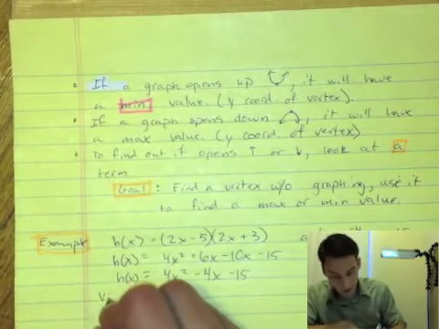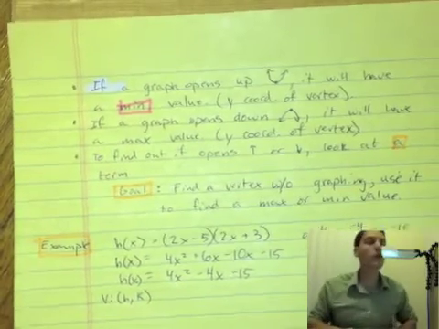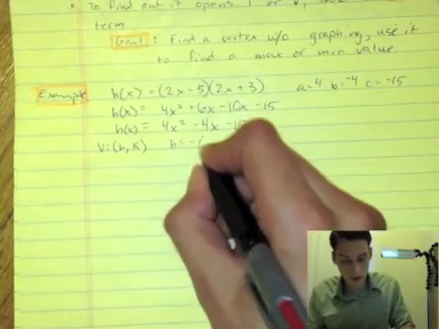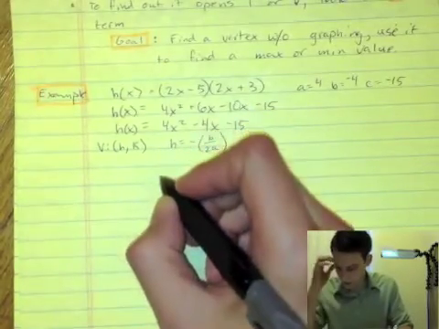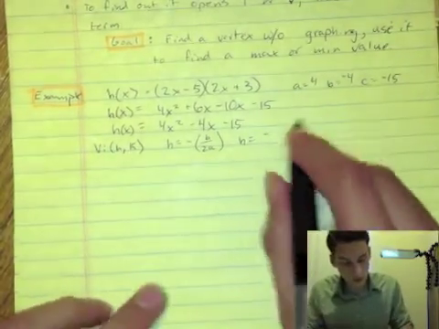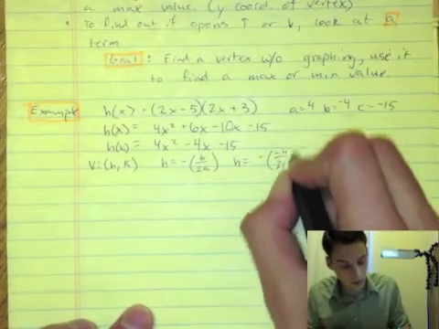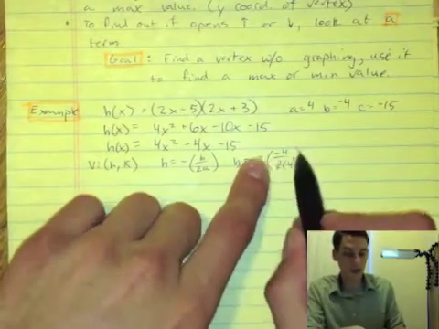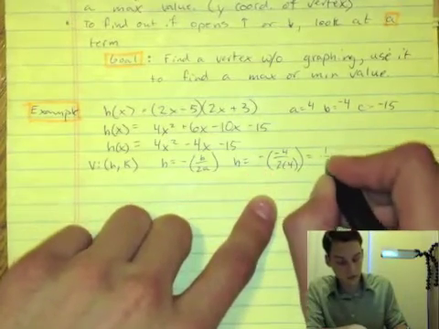And we can find our vertex, h, k, by the ways we were doing on the previous page. H we have a formula for, which is the opposite of b over 2a. So h here is equal to the opposite of negative 4 over 2 times 4. Negative 4 times a negative is positive 4 over 8 equals 1/2.